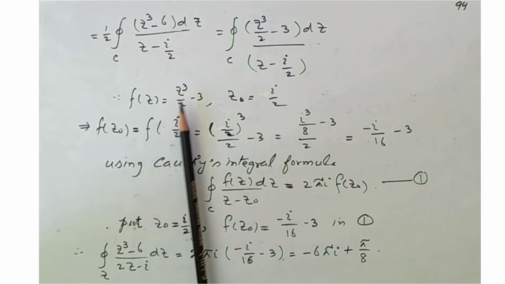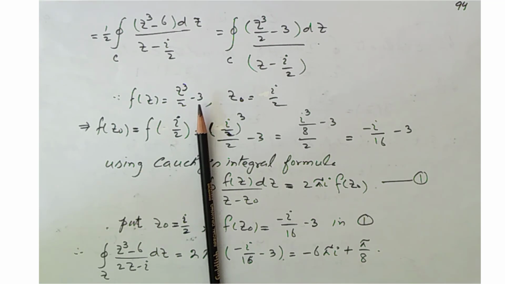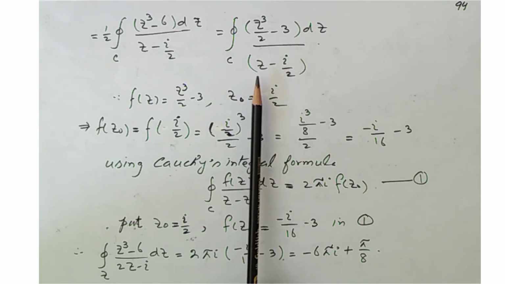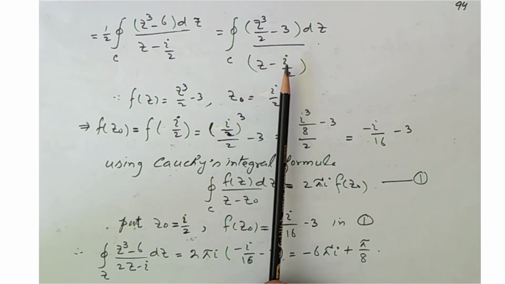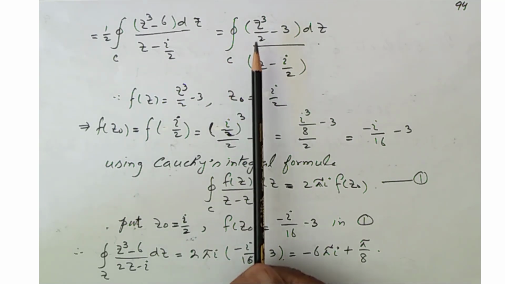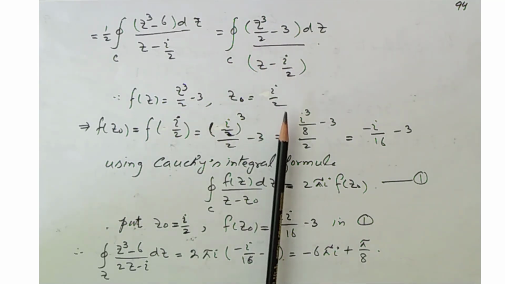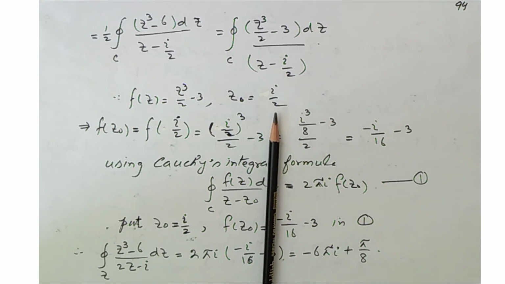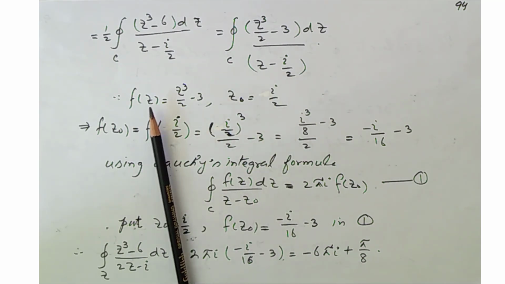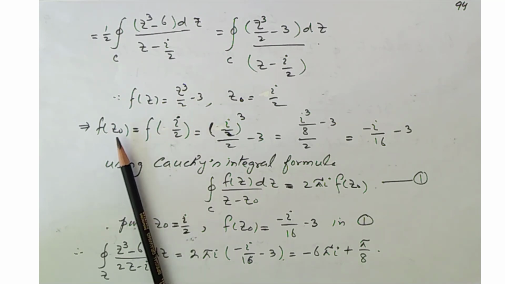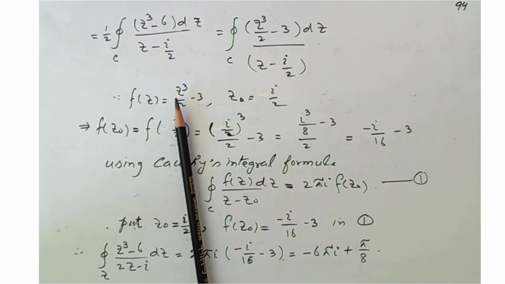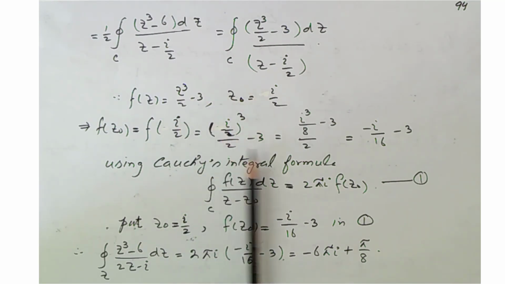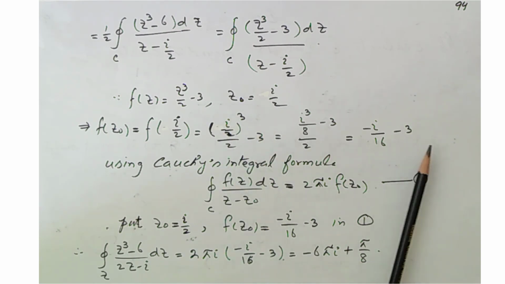So here f of z is z cubed by 2 minus 3. We eliminate this term because when we put here i by 2, this becomes 0. So we consider only f of z equal to z cubed by 2 minus 3. Now z naught is i by 2. So here we put the value of z naught. This becomes f of z naught, and z naught is i by 2. So we put i by 2 here. This becomes (i by 2) cubed over 2 minus 3, and after simplification, this is minus i by 16 minus 3.